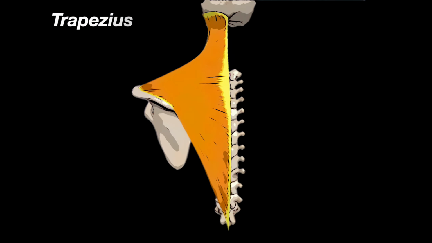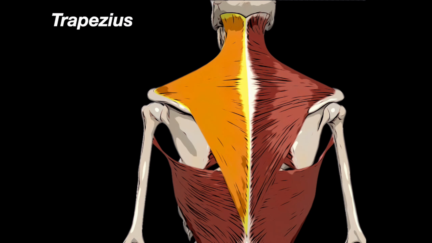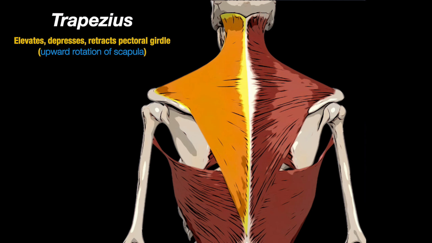The trapezius muscle is located superficial to the semispinalis, spinotransversalis, levator scapulae, rhomboid major, rhomboid minor, supraspinatus, and latissimus dorsi muscles. It is medial to the deltoid and infraspinatus muscles. It's involved in multiple actions. It elevates, depresses, retracts, and upwardly rotates the pectoral or shoulder girdle at the acromioclavicular and sternoclavicular joints.